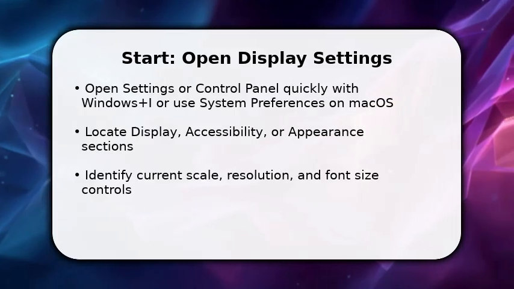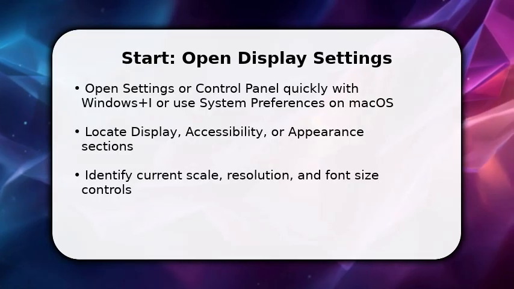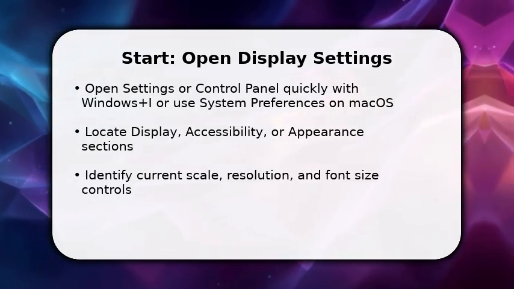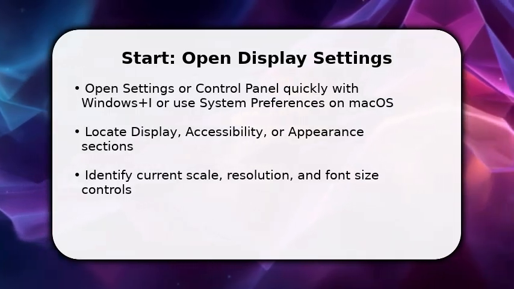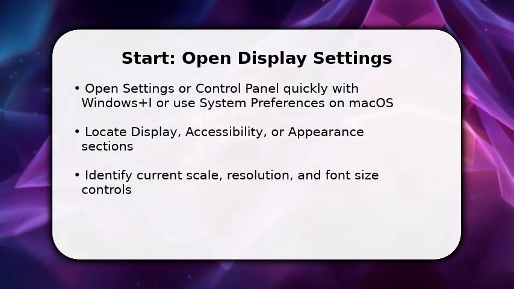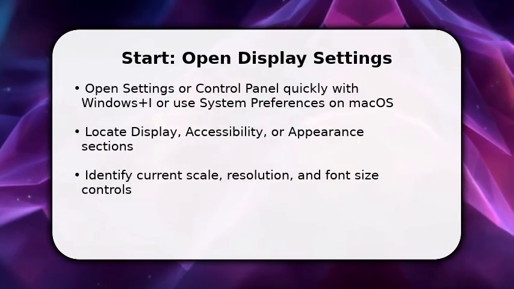You'll begin by opening your display controls so you can change fonts right away. On Windows, press Windows plus I, then go to System Display. On macOS, open System Preferences, Displays, or Accessibility. Once there, check the current scaling and resolution because they affect font clarity and size. Make sure any external monitor is connected first.